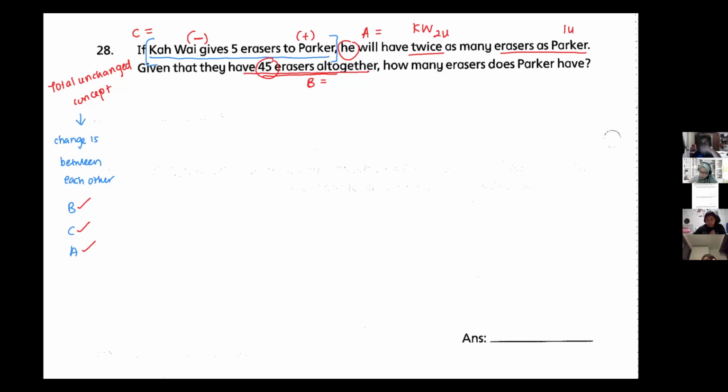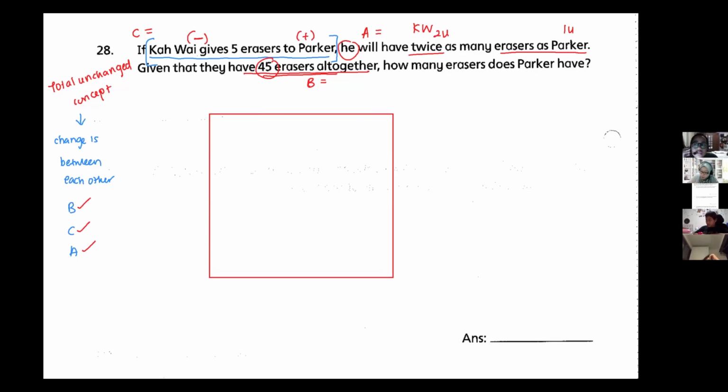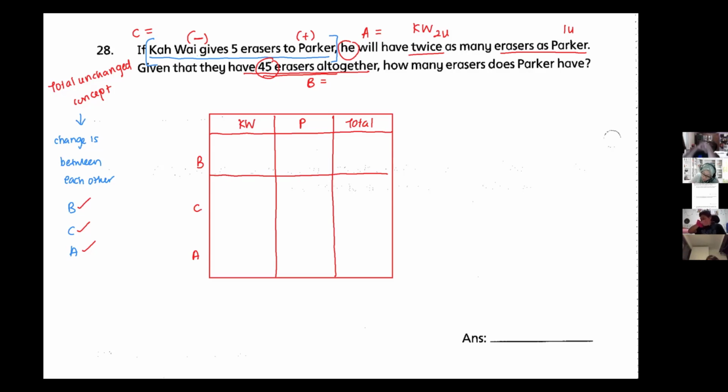It's time for me to draw out my box. Make it a big one. Then we are going to cut it up into 3 columns. Why must it be 3? Because in the total unchanged concept, there is a total column at the side. So this is Kawe and this is Parker. Then the before, the change, and the after. Draw a line, and we are ready to fill it up.